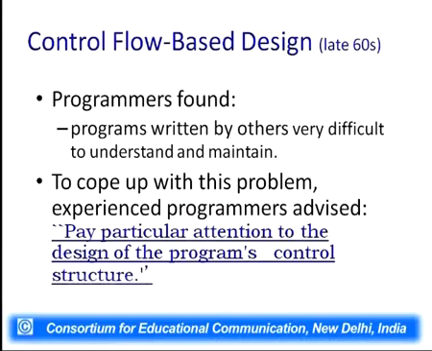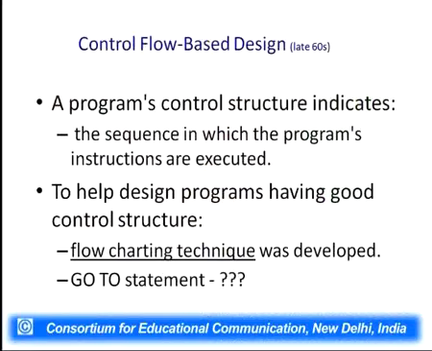Programmers found that programs written by other programmers were very difficult to understand. To cope with this, they said that special attention should be given to the program's control structure, how the program is going to be controlled, which is very important. A program's control structure indicates the sequence in which the program's instructions are executed, and to help design programs having good control structure, flow charting techniques were also developed.